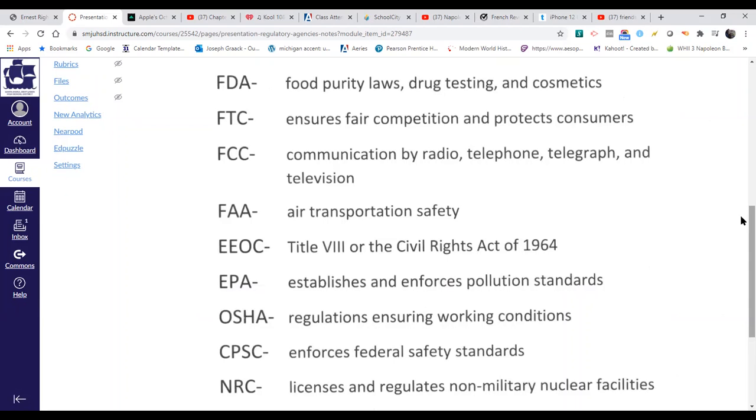The Federal Trade Commission ensures fair competition and protects consumers. So no false advertising. Your Federal Communications Commission, right? Your radio, your telephone, back in the days of the telegraph, television, also satellite TV now. So each new medium of exchange would be covered there. And generally, the FCC, for the most part, is going to regulate a little bit the internet, but that just depends on what the situation is and what the issue might be.